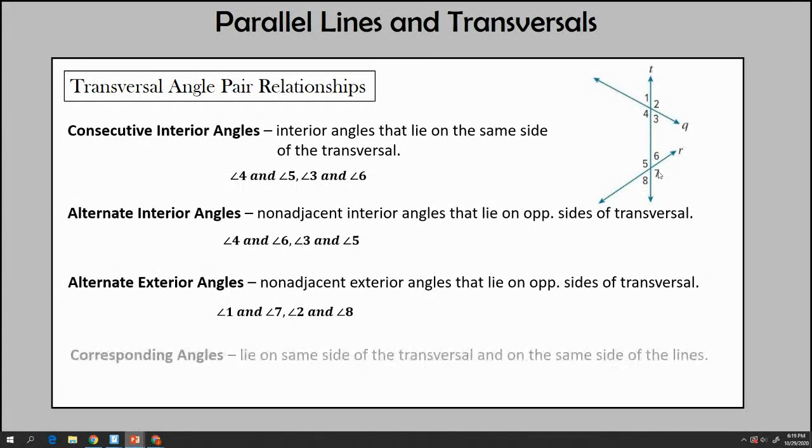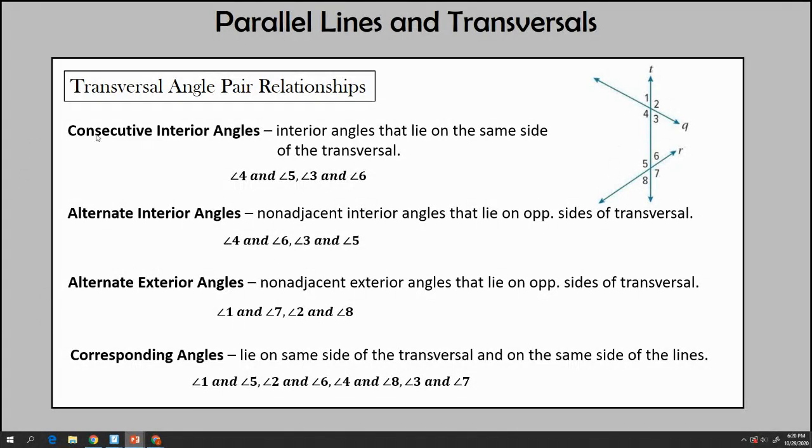And then the last thing we talk about is corresponding angles. Corresponding angles are angles that are in the same position at the intersection of the two lines. For example, 1 and 5 are the upper left hand angle. 2 and 6 are the upper right hand angle from the intersections. 3 and 7 are in the same spot, the lower right hand angle. 4 and 8 are the lower left hand angle. So those are the corresponding angles. They're in the same position at the intersection of the four angles.